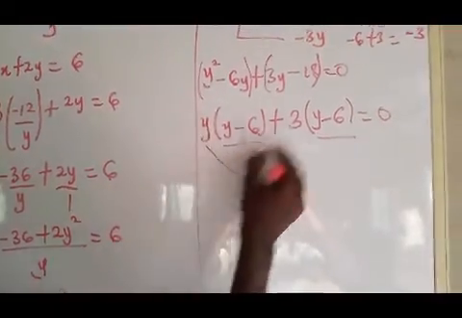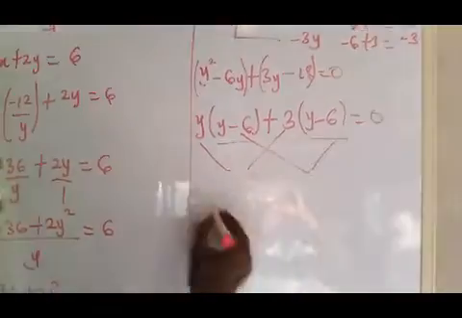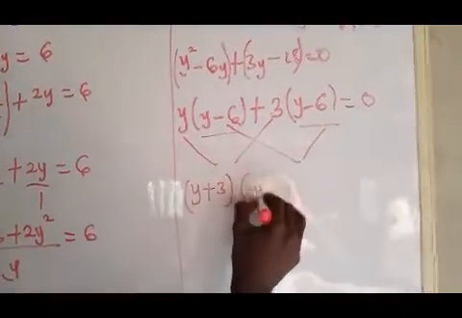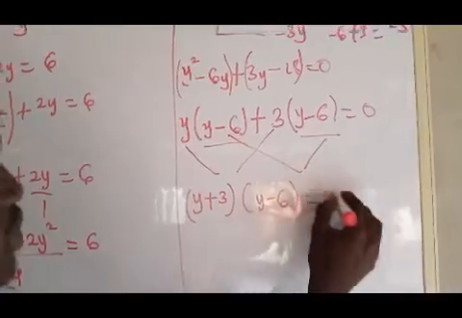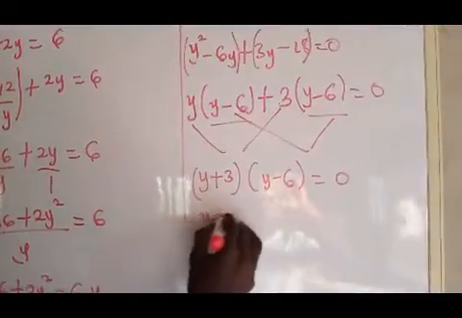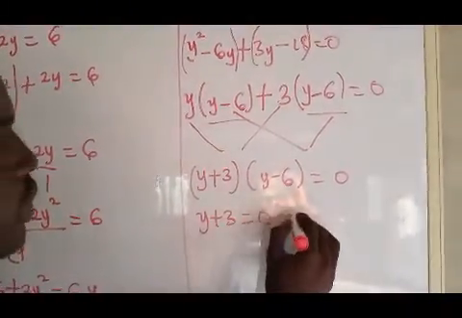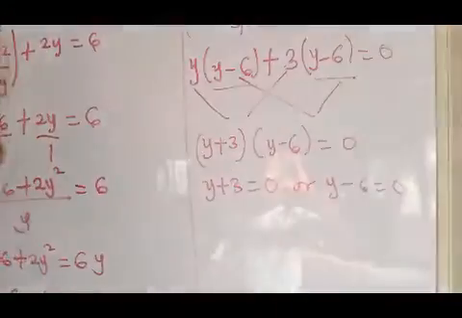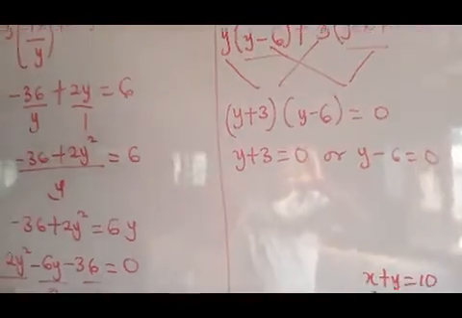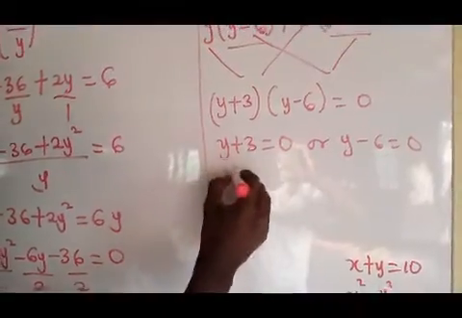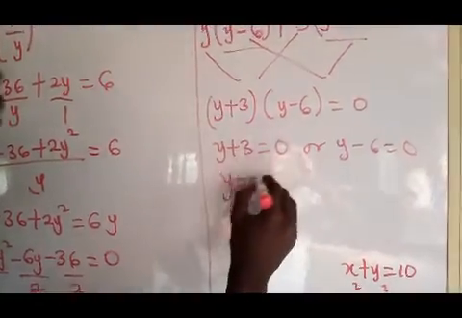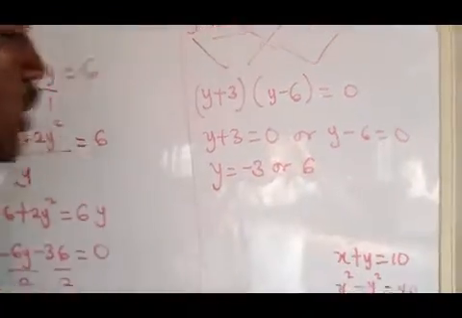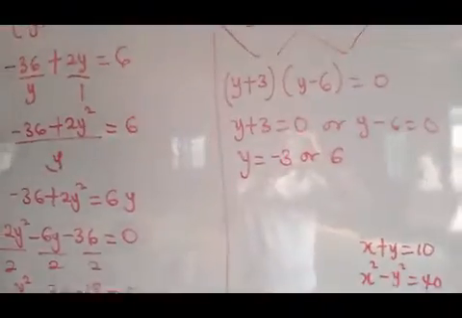So here we now take this and this, and you take one of these. So you have y plus 3, and then y minus 6, equals 0. So here you can say y plus 3 equals 0, or y minus 6 equals 0. Alright. After that, your y will be: if you take this to this side, it will be minus 3, and if you take this to this side, it will be 6.